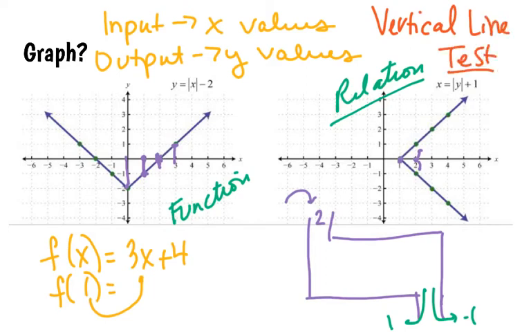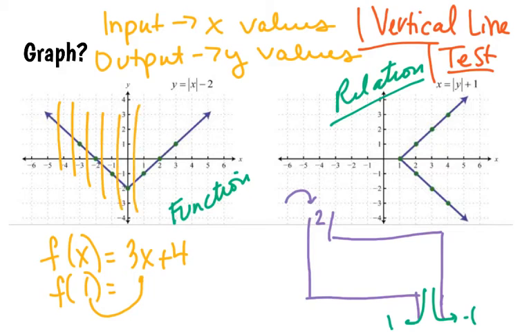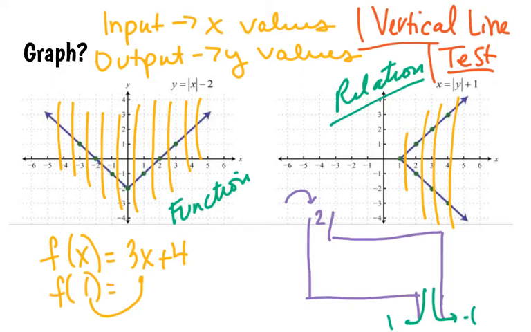So when you are given a graph and you're trying to determine if it is a function or not, you would do what is called the vertical line test, which essentially is drawing a whole bunch of vertical lines through the graph. And when you do so, you are looking for one thing in particular. You are looking to make sure that the lines do not intersect the graph more than one time.